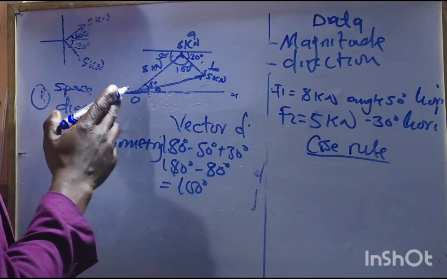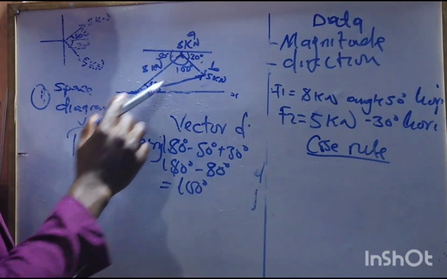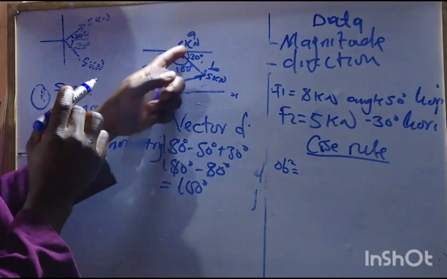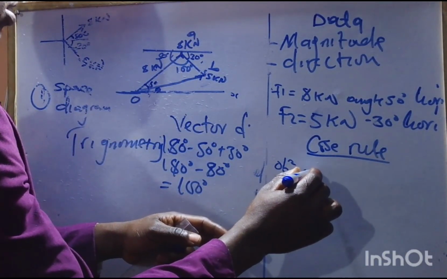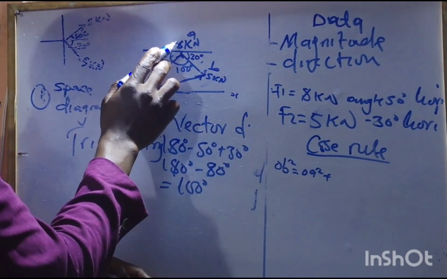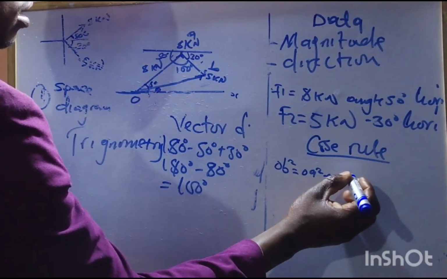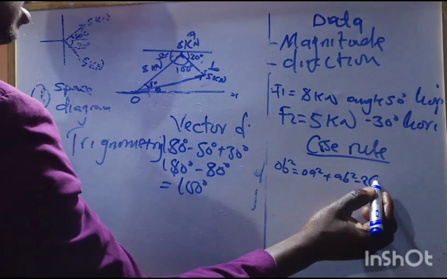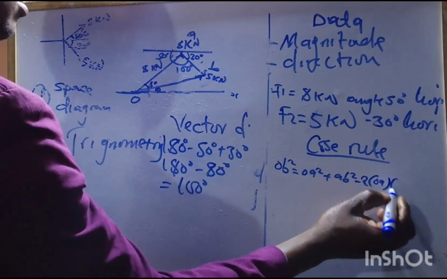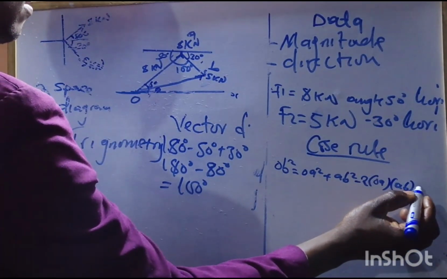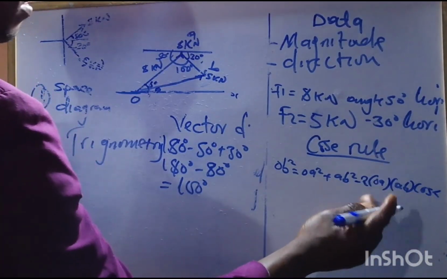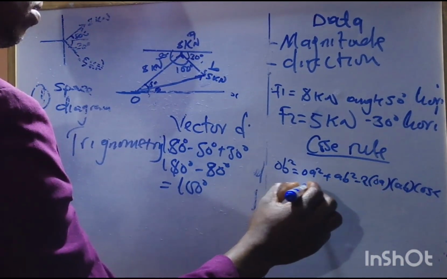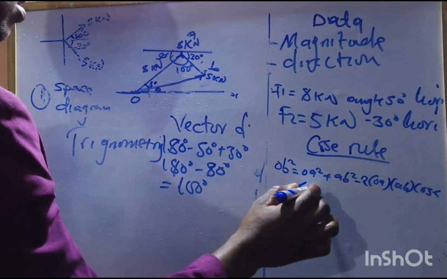Then let's write down the figures which we have here. Since we are finding OB, we are going to say OB squared should be equal to OA squared plus AB squared, minus 2, open bracket, OA times AB times cos of angle OAB.